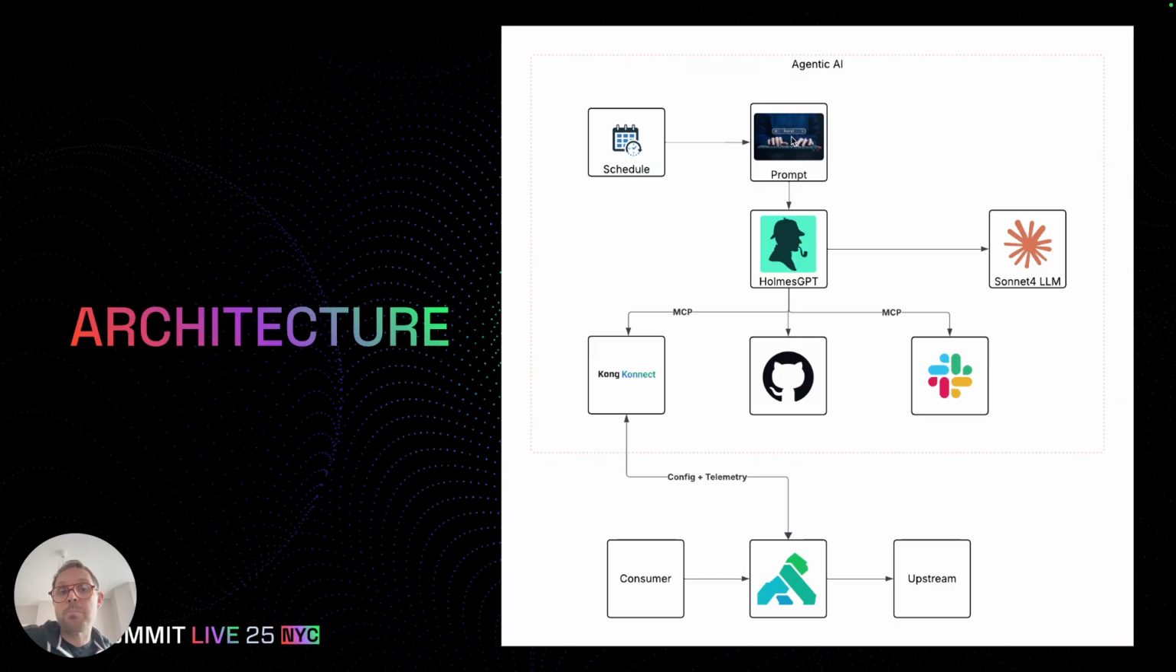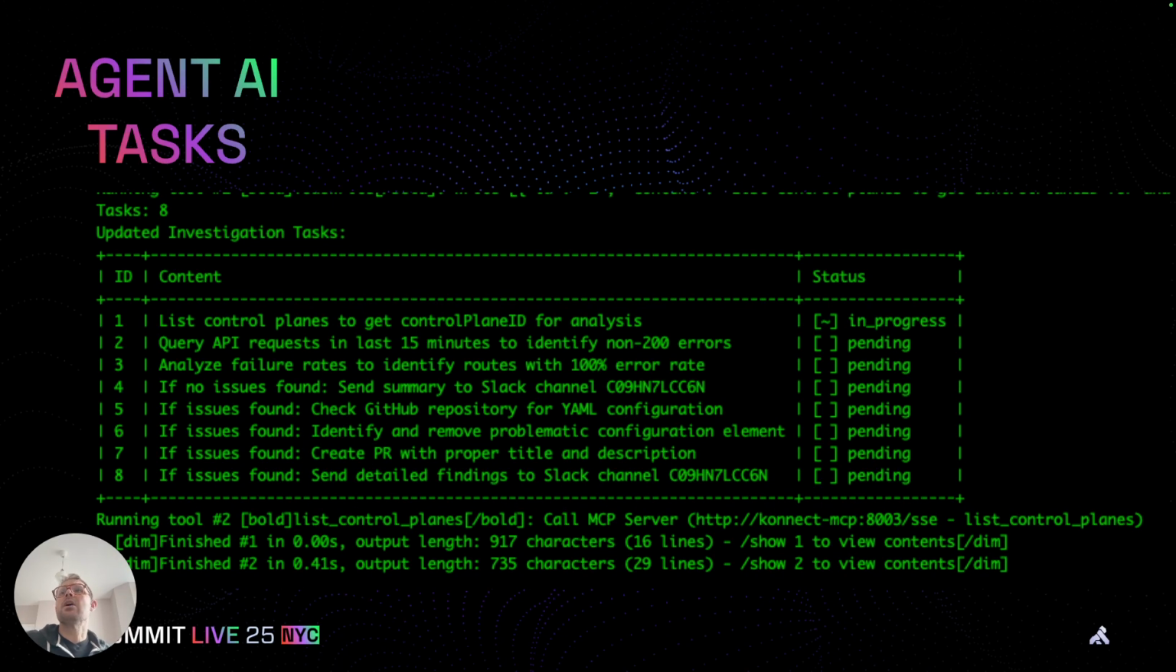So how does all this get triggered? Well, we have a prompt that gets sent on a schedule, and that prompt then gets read by Holmes, sent to the LLM, and the agentic process moves forward. Having a little bit of a look into the tasks that Holmes and the LLM reason from the prompt. This is an example of some of the tasks, and this is what you see in the logs, which we'll see as part of the demo. The tasks, as part of the investigation, start with listing the control planes from Connect.